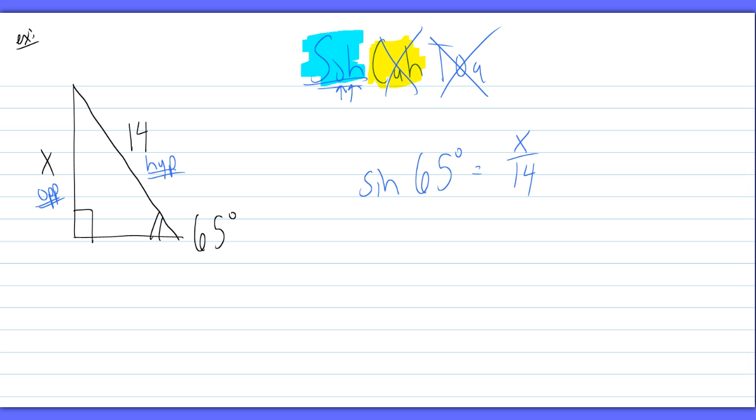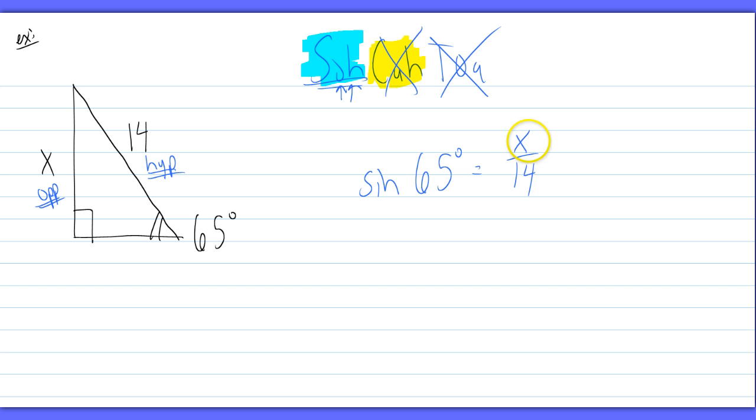Quick recap of that. We knew we wanted to use sine because we were given opposite and hypotenuse. And sine is the one trig function that uses opposite and hypotenuse. So we did sine of our angle is O over H, opposite over hypotenuse. Now to go further, to actually find x, we're going to do some algebra. I want to solve for x.